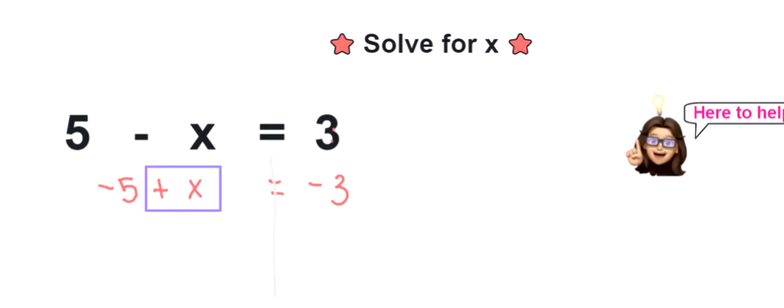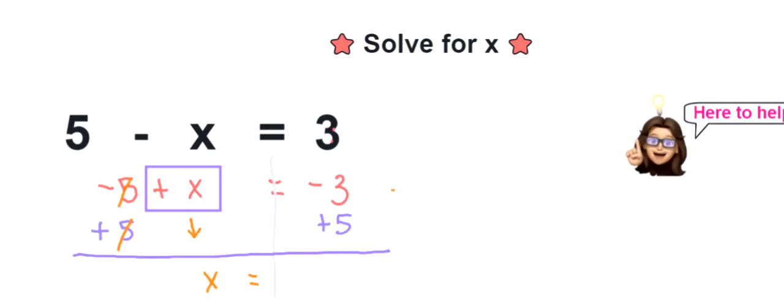Well, on this left side here, I've got a -5. I got to get rid of it. I don't want -5 plus x equals. I want x equals. So to get rid of a -5, we're going to add 5. Whatever I do to one side, I got to do to the other. And here we go. So what happens on the left side? A +5 and a -5 cancel out. And all we're left with is x equals.